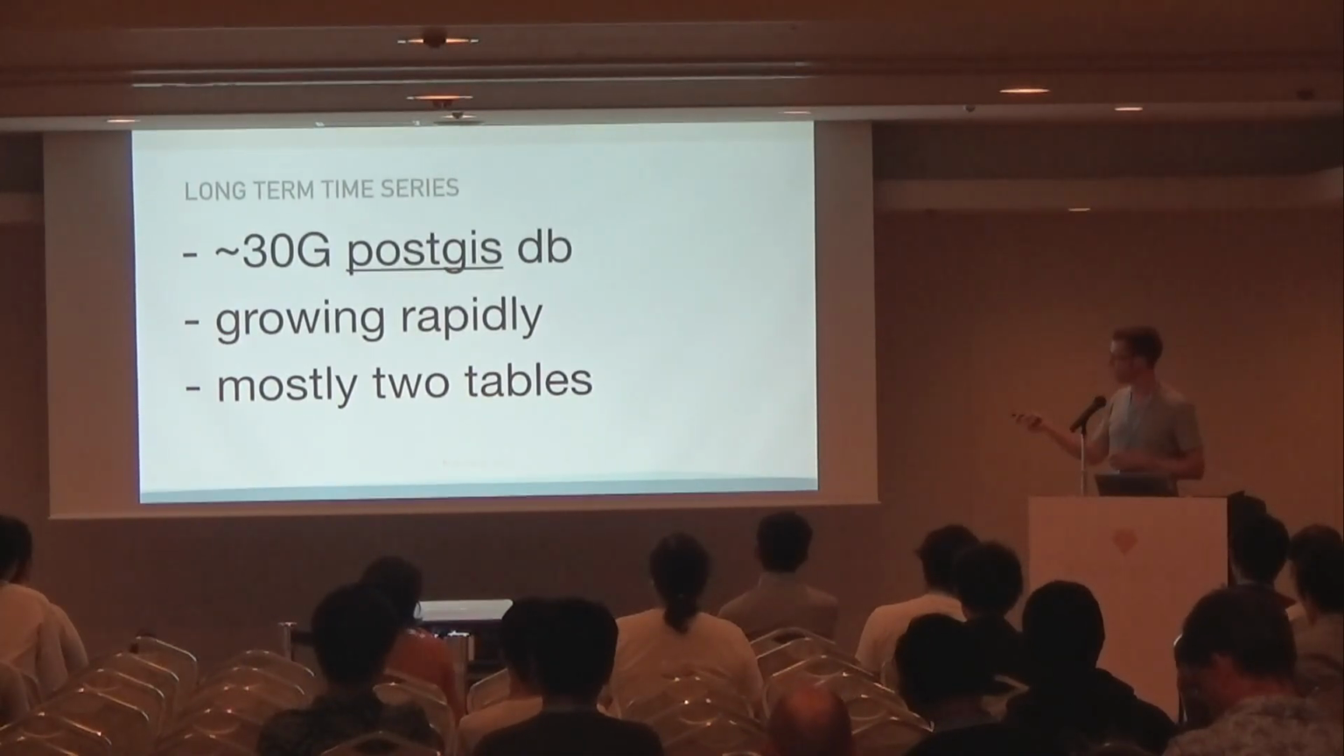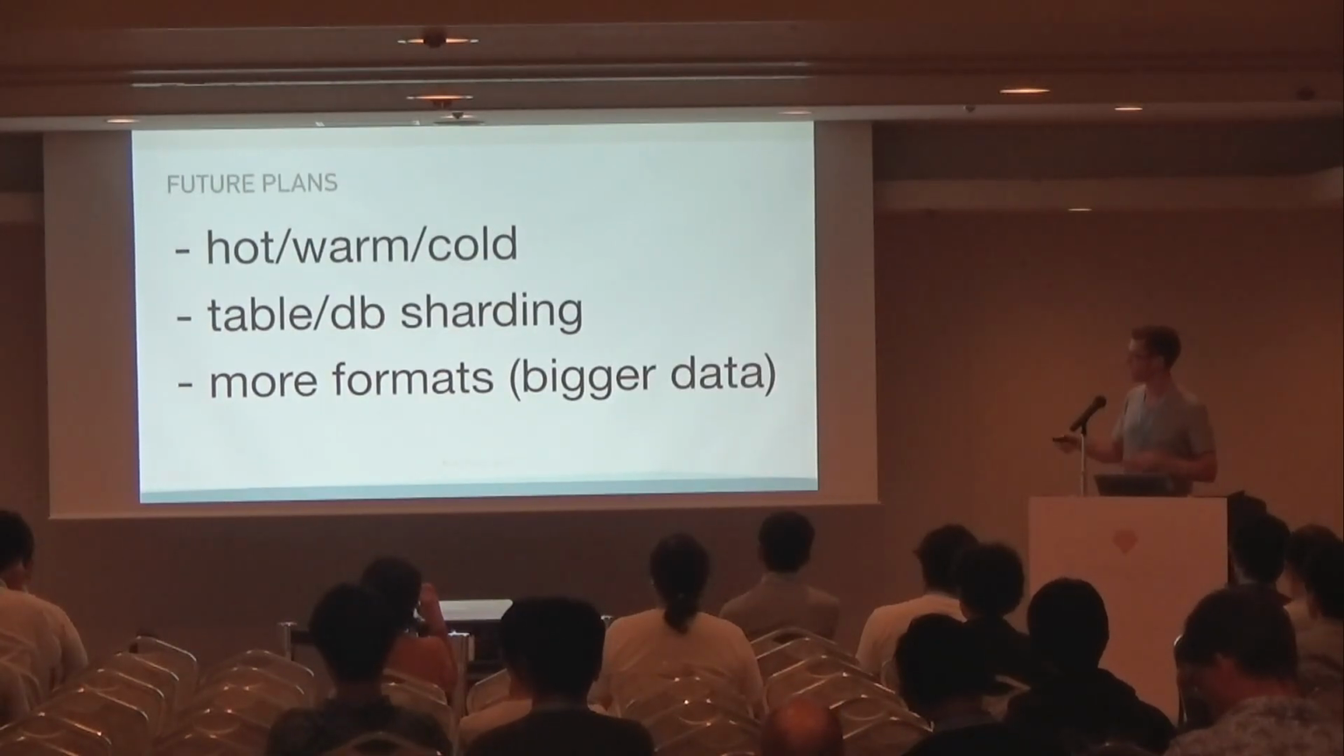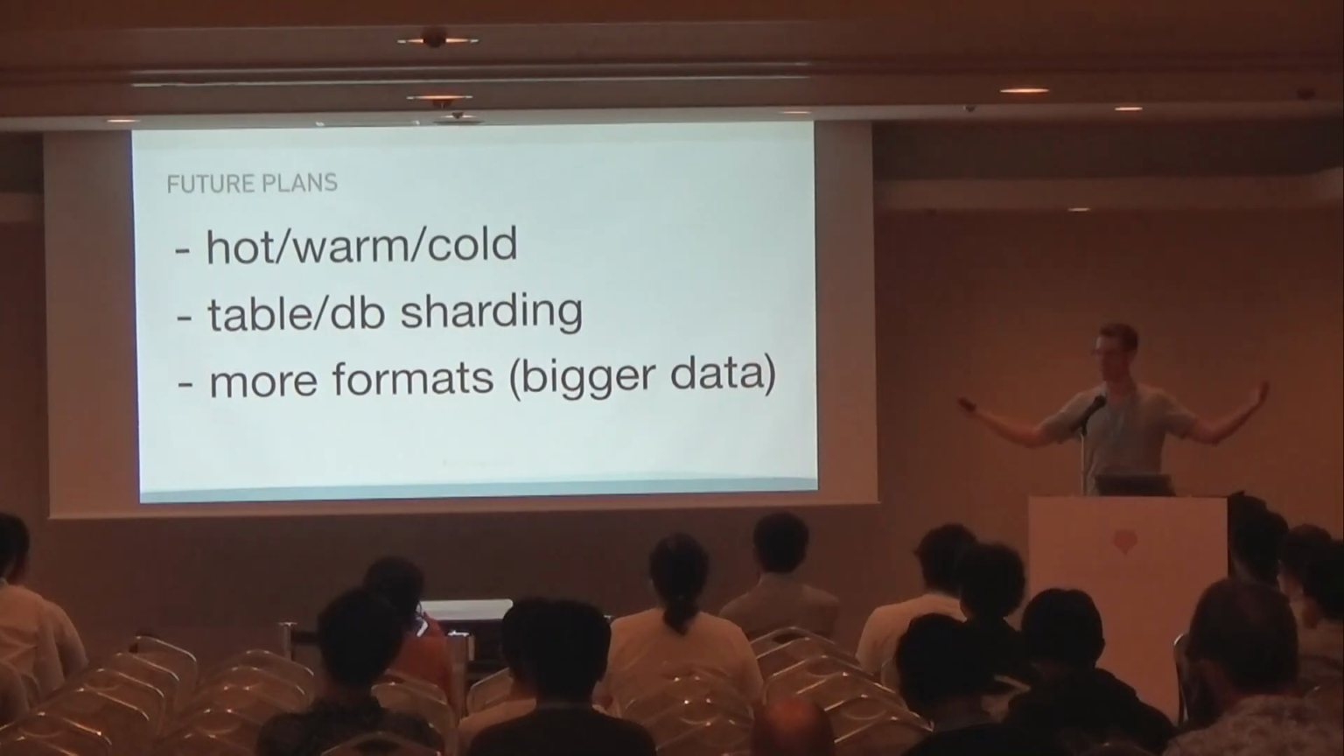Growing rapidly, mostly 2 tables right now. We'd like to expand that to do more hot, warm, cold, database sharding, and then I'd like to get into bigger data, so maybe Parquet, get some open, large data. I'm trying to make sure that Safecast works for the next 20 years, and people can now have this really long-term data to do queries over.